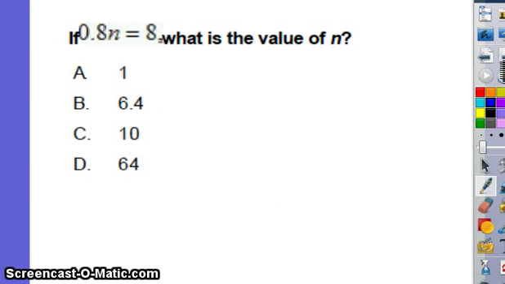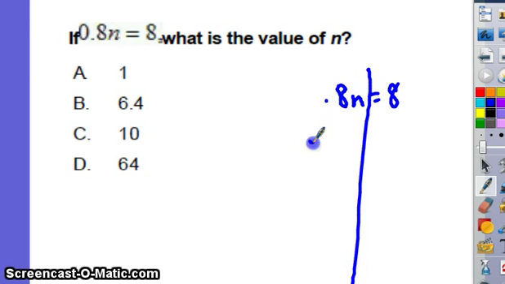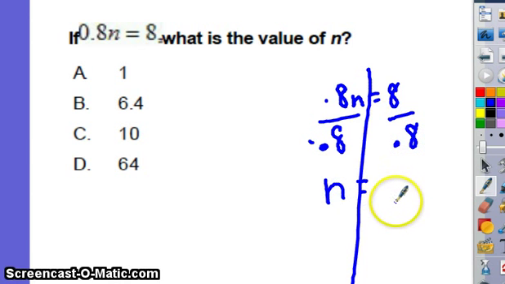Excuse me. If 0.8n is equal to 8, what is the value of n? So 0.8n is equal to 8. Divide both sides by 0.8, and n is equal to... I think that's 10 again. Let me check myself to make sure I'm not hallucinating. I'm not. I'm correct.